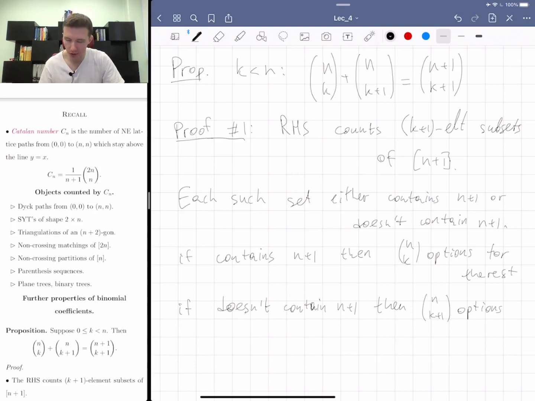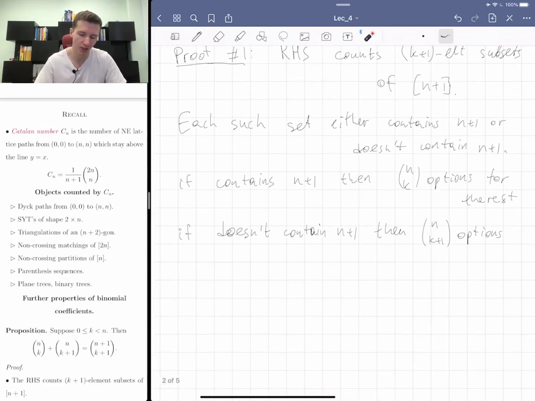And now, this is a typical example of where you would use the addition principle. You consider two cases, where either it contains n plus 1 or it doesn't. So the game is always to split into cases in a clever way, just as I did right now. So that's the end of the first proof.